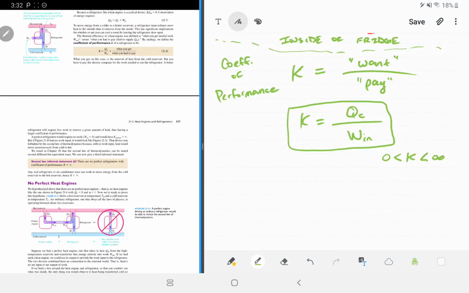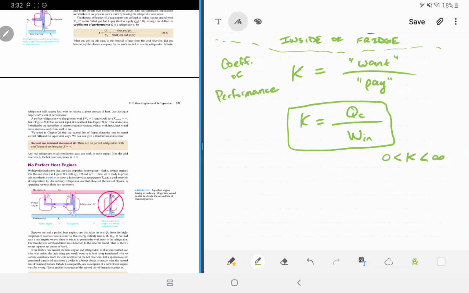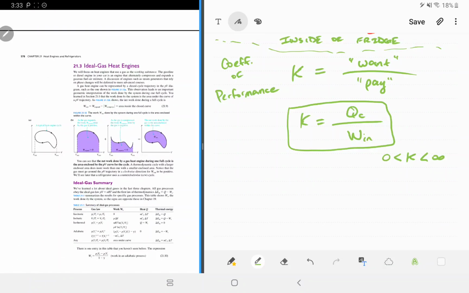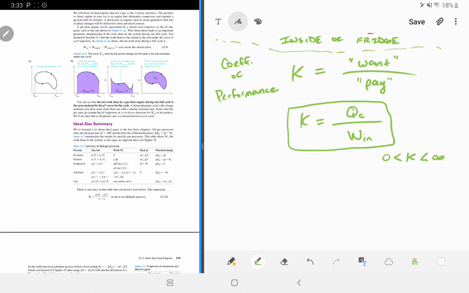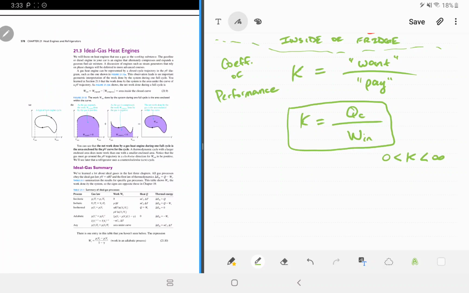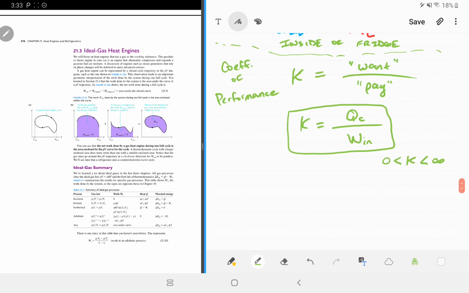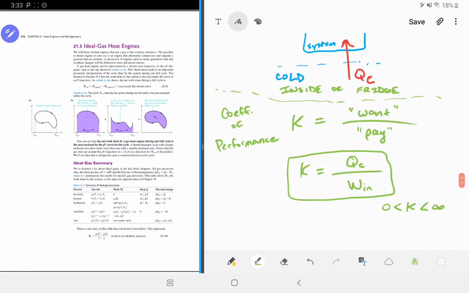Okay, so that's the gist of the energy flow. We're going to get into more detail with how this relates to PV diagrams and how we calculate K and eta, the coefficient of performance or the efficiency of an engine, in the next couple sections.